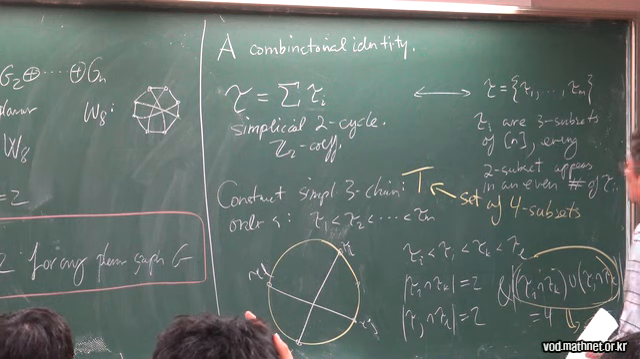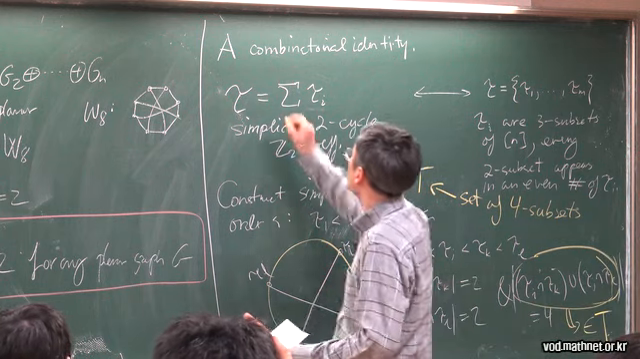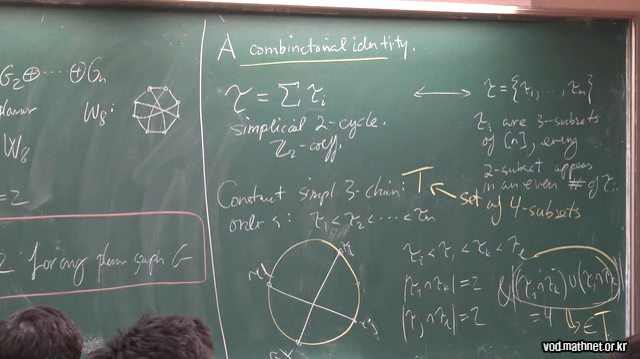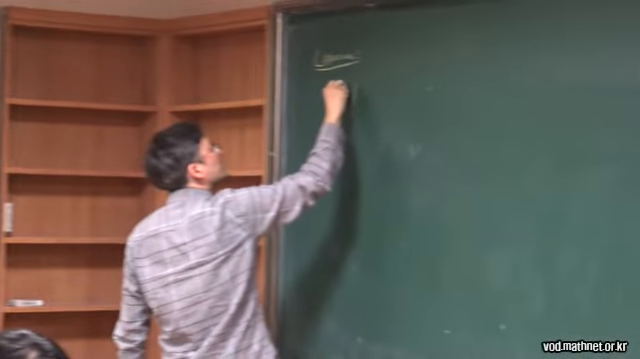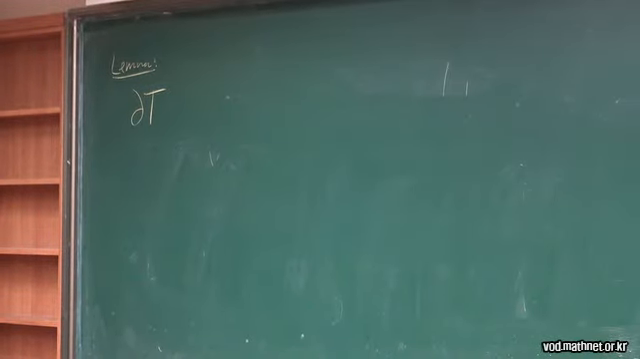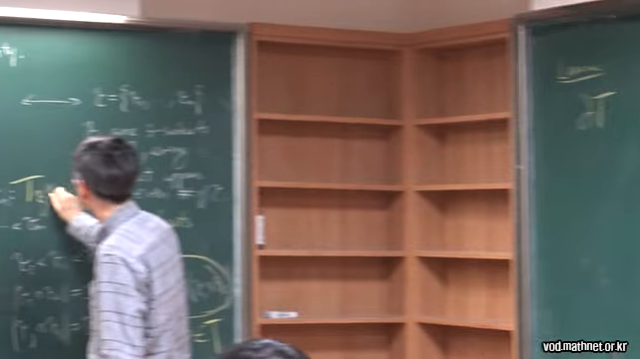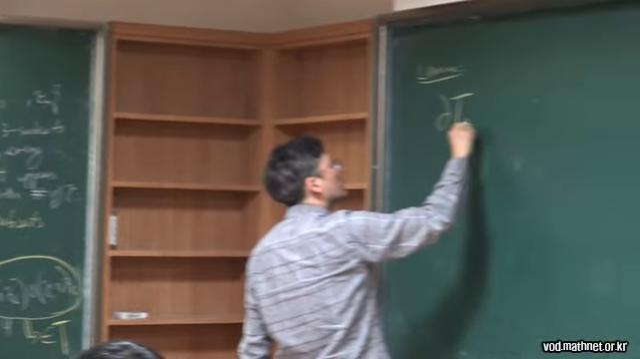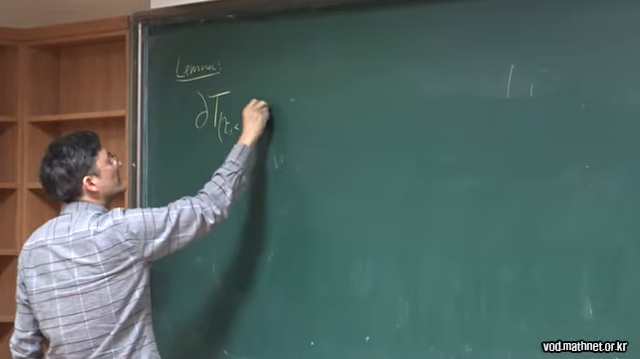And the identity, what I call the combinatorial identity, is the lemma: the boundary of T, this depends on the input cycle and the ordering that you gave, boundary of T_{tau, order} equals tau.